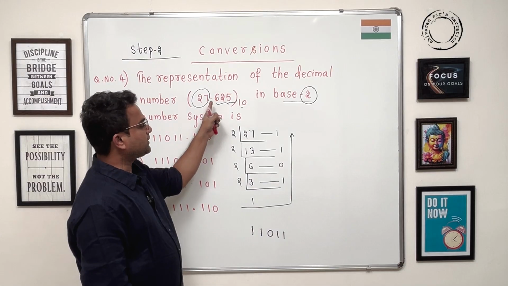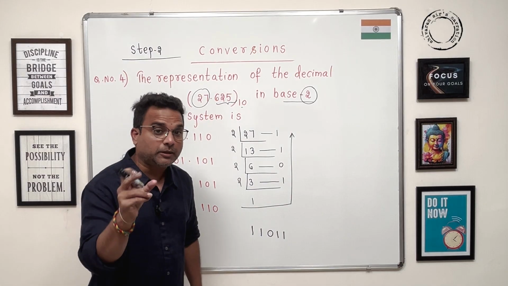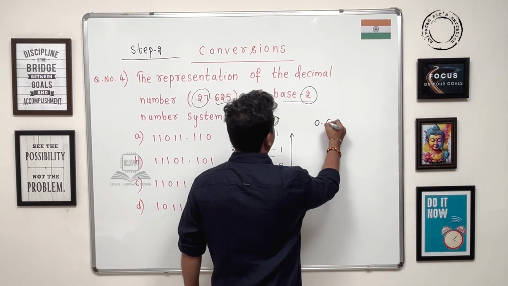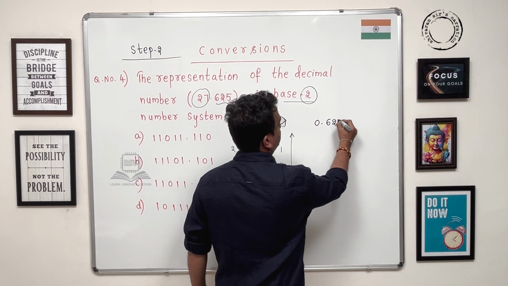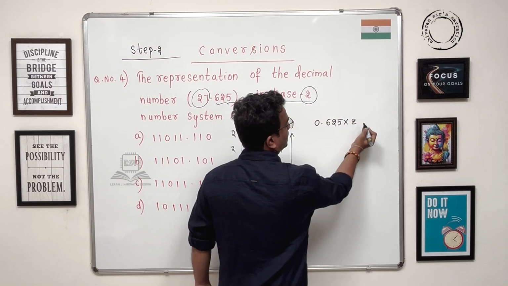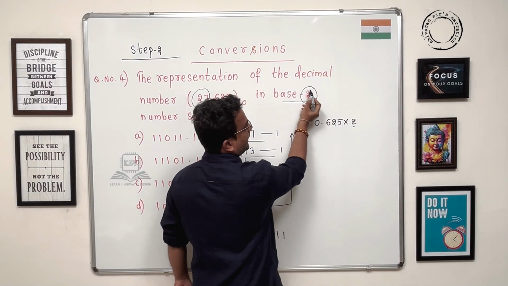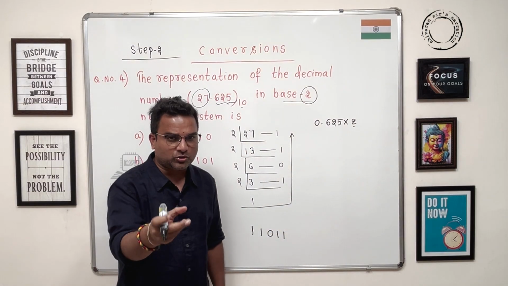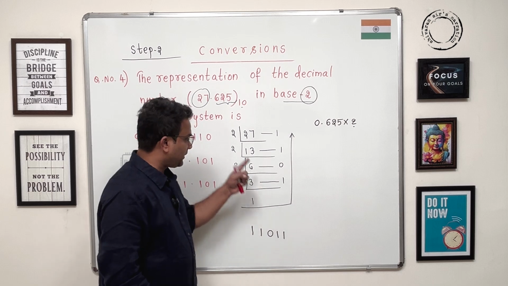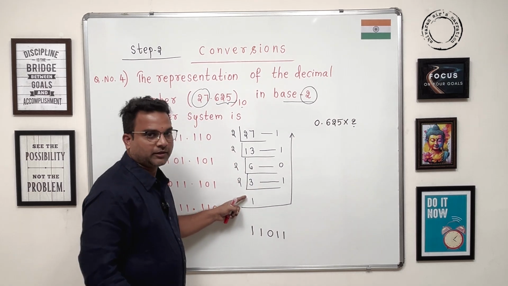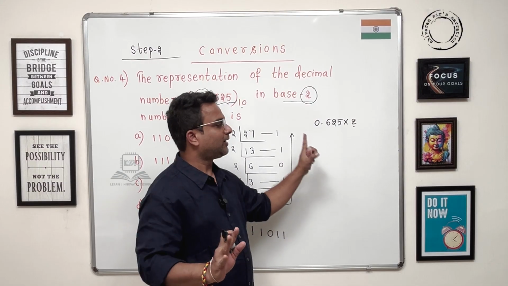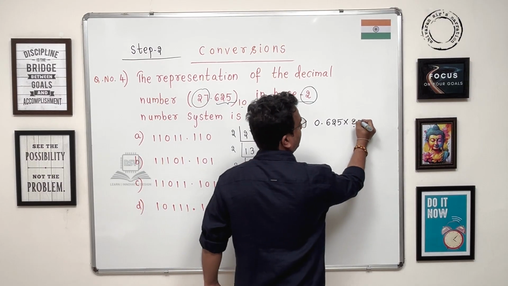Done. Now it is the fractional part. You need to multiply the fractional part, meaning 0.625 into 2. So this 2 is the radix value. Suppose the radix value is, let's assume, 9. You need to multiply the fractional part with 9, not divide. Okay? Now, let's see what the value is.